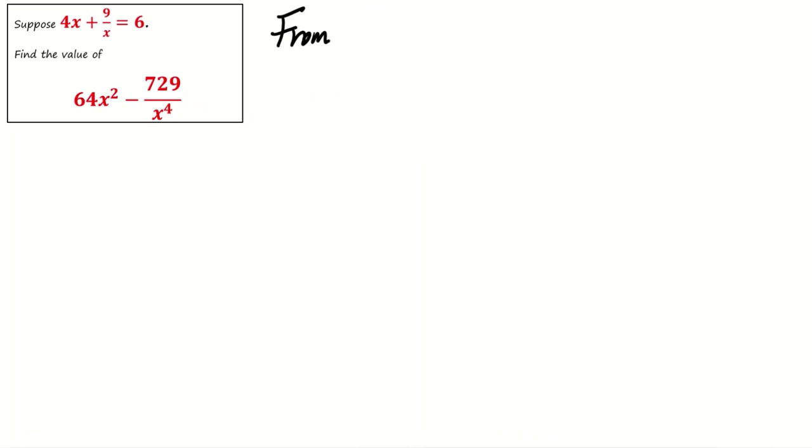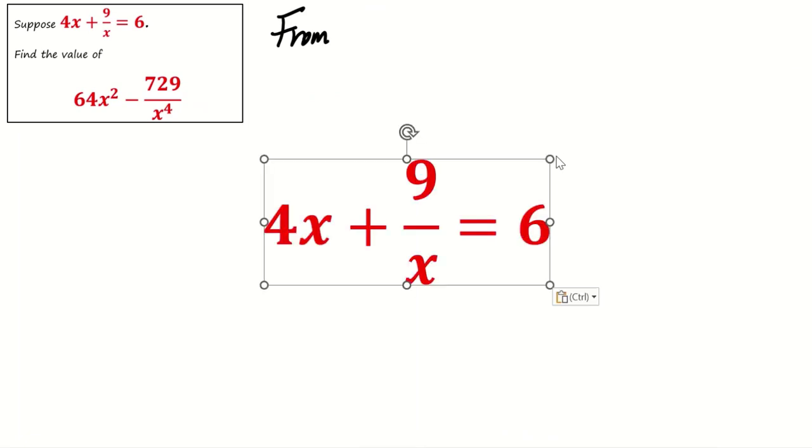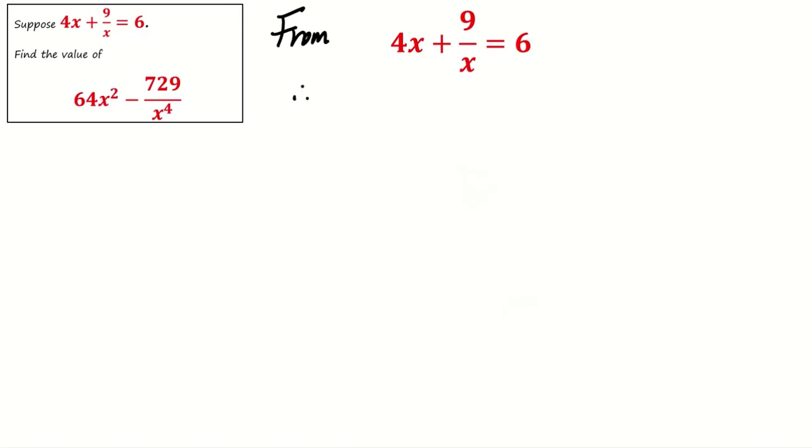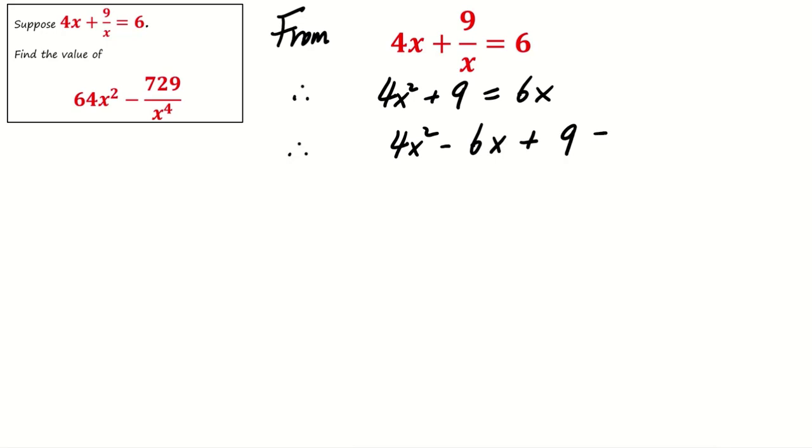From the given equation, we can modify it into a quadratic equation in x. To do this, we multiply each term by x to obtain 4x squared plus 9 equals 6x. Now, we rewrite it in the general form of a quadratic equation, ax squared plus bx plus c equals 0. In this case, we do not directly solve for x. Instead, we observe that the equation can be rewritten as follows.